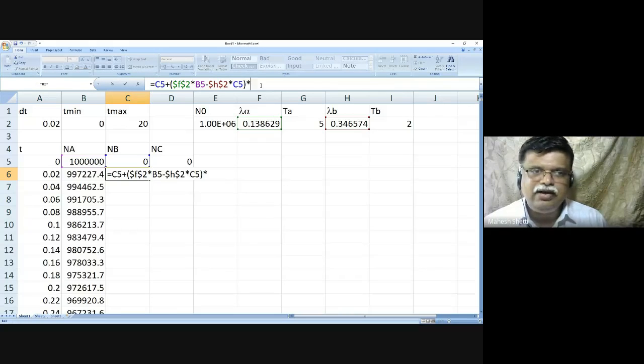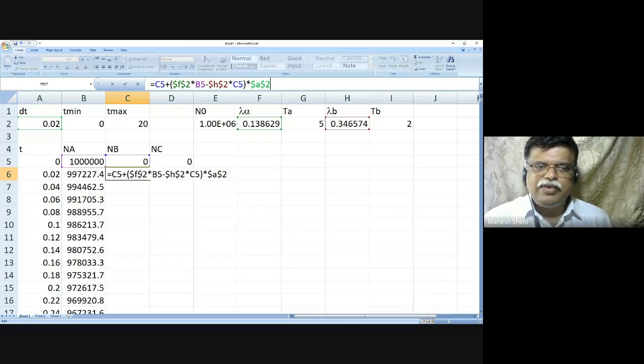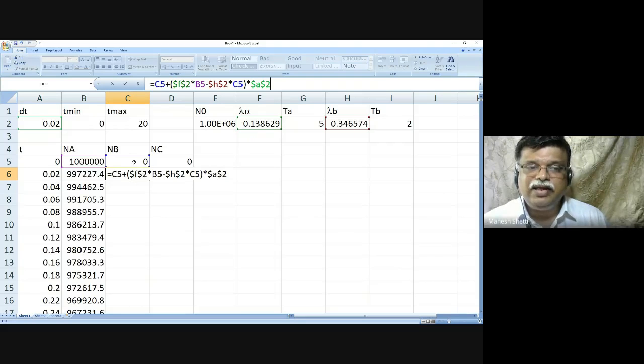So I can multiply here with dt, $A$2. Or individually I can write $F$2 into B5 into dt, minus $H$2, which is nothing but lambda B NB dt. What I'm doing is, whenever I'm calculating B, I'm using values of the earlier iteration for NA as well as NB. Though I have calculated NA at this time interval, I'm going to use values from the earlier interval only for lambda A as well as lambda B. That point you have to keep in mind.